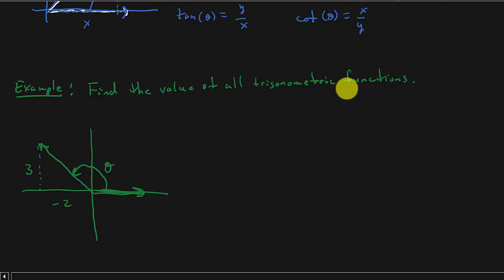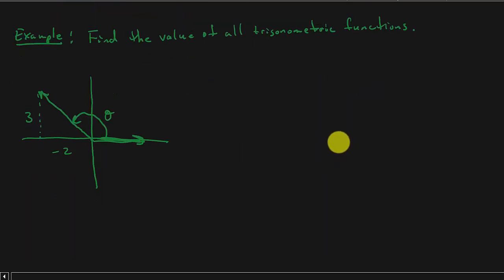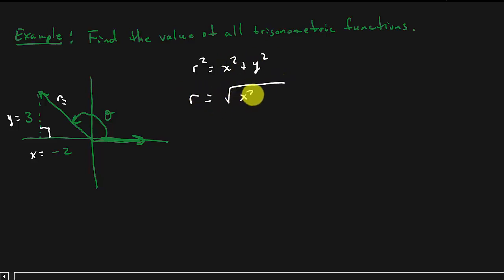So let's look at this example. It says find the value of all trigonometric functions. Well, you can see here we have x, here we have y, and what we need is r. So what is r? Well, this is a right angle. So we know that r squared is equal to x squared plus y squared, Pythagorean theorem. And so r is the square root of x squared plus y squared. And I know it could be positive or negative, but remember r is always positive.